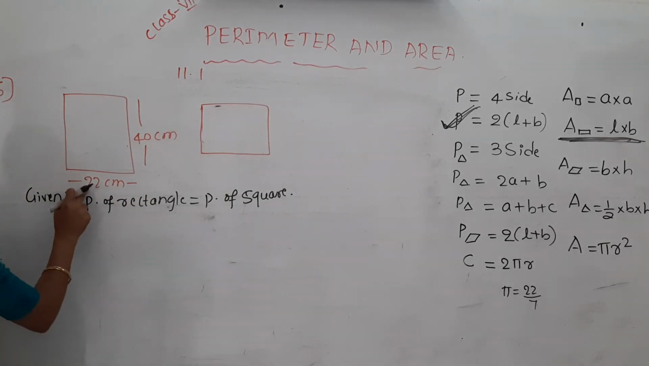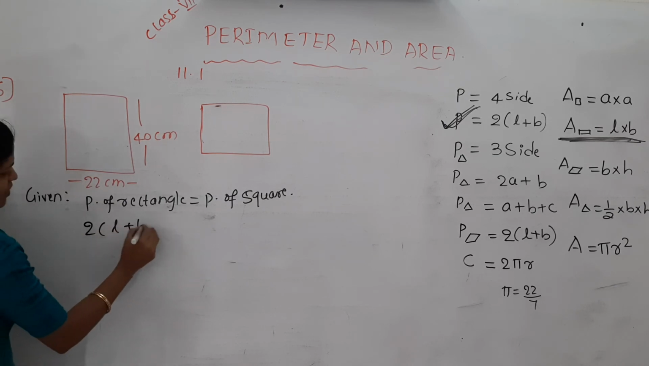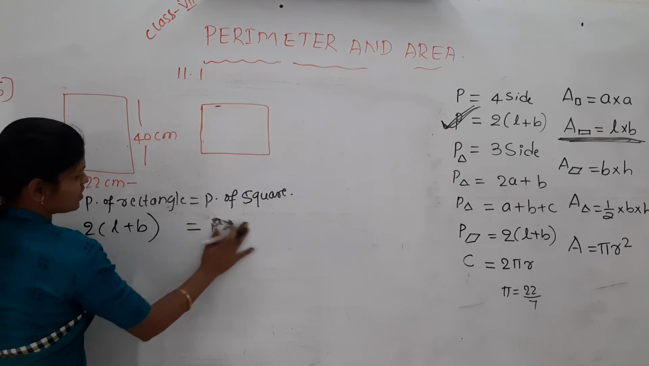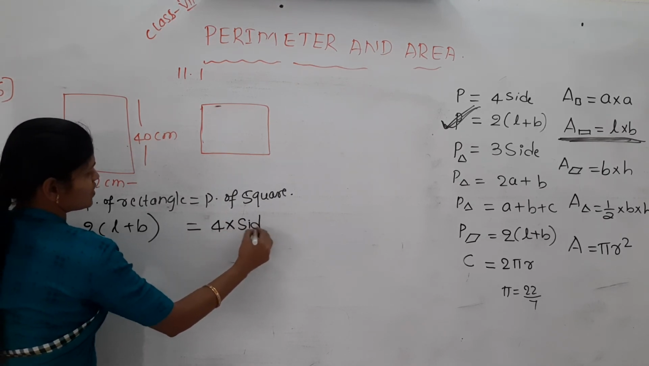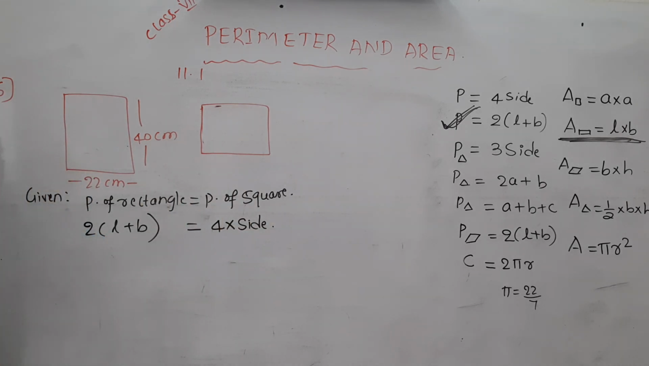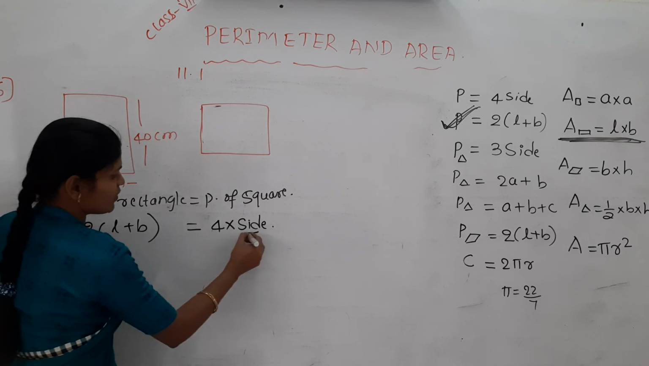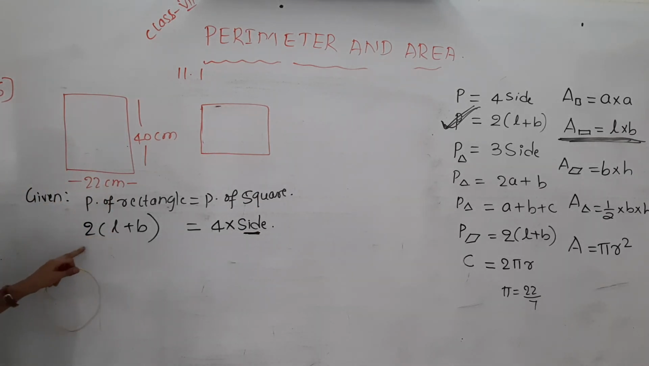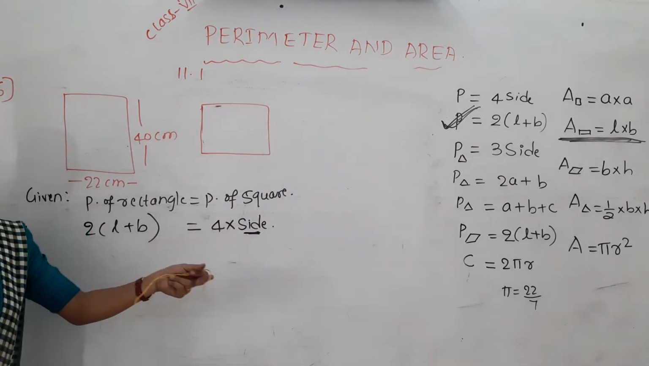But here the perimeter of the rectangle formula is what? 2 times of (l plus b). So it is equal to the perimeter of the square. Perimeter of the square is 4 into side. We need the side, so we can find it. Here we know the length, breadth, 2 is constant, 4 is constant, then we can get the side.